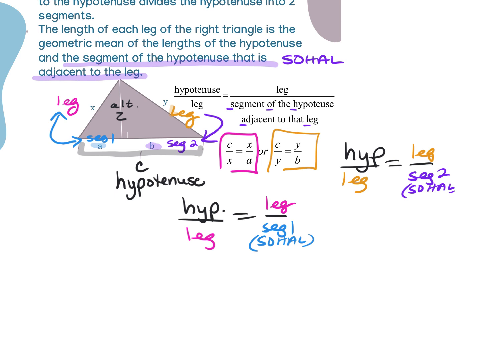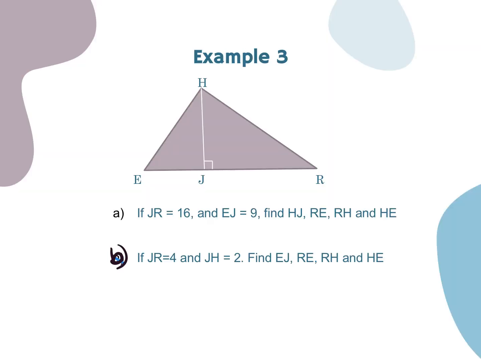We're going to be using the geometric mean altitude and then the geometric mean leg theorem for the next 2 examples. And we're going to find all the missing pieces. For this one, I'm only doing A on this slide. So let me fill in what they've given me. Let's go ahead and label all this. So this is my pink leg. This is my gold leg.